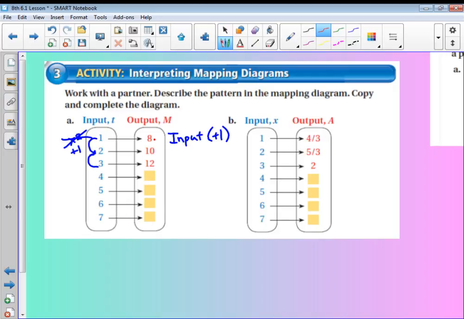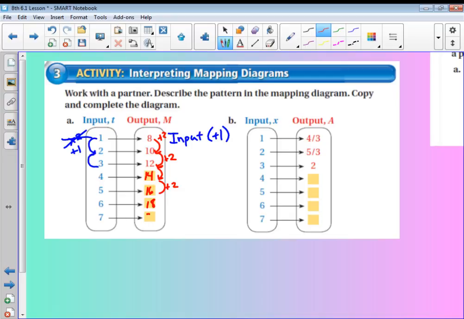Okay, so what are we doing in our output? Well, 8 to 10 is plus 2. We could be taking it times a decimal, but let's check to see first if we're doing it +2 every time. 10 to 12 is +2. Okay, so let's go ahead and finish out the pattern. If we do a +2 here, 12 plus 2 would give us 14. Plus 2 would give us 16.